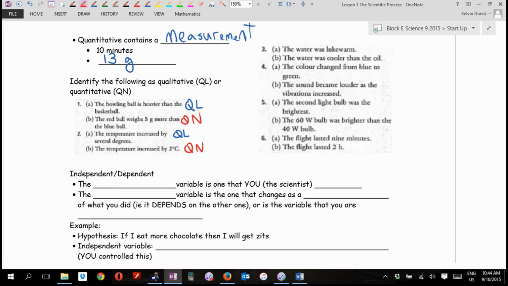3A, the water was lukewarm. 3B, the water was cooler than the oil. Which one of those is quantitative? It's a trick question. Both are qualitative. None are quantitative. The color changed from blue to green. How blue? How green? It's not a measurement.